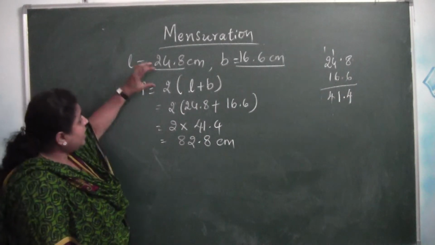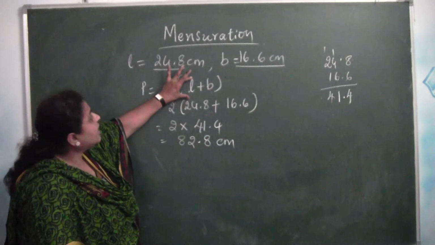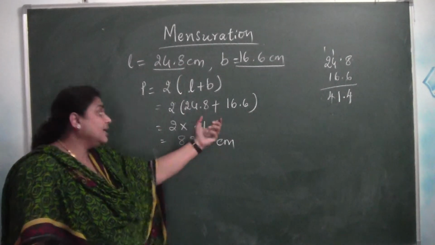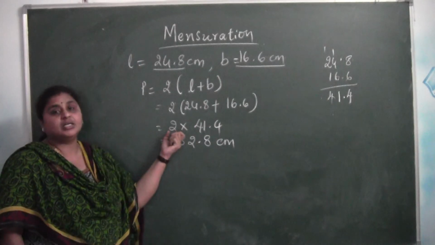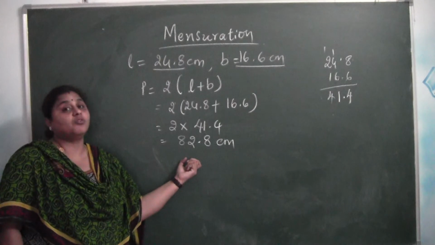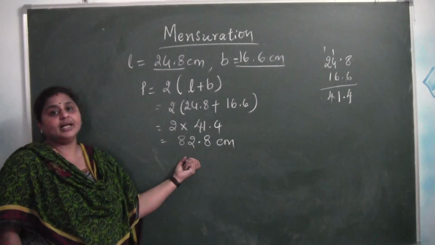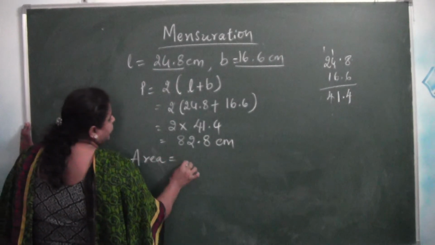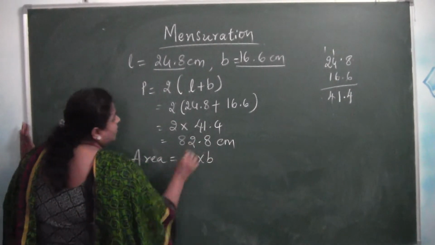So what are you doing? You are simply substituting the values of L and B. You are adding both length and breadth and you are multiplying it with 2. Then you are getting the perimeter of the rectangle. Then half the area of the rectangle. What is the formula for area? L into B.